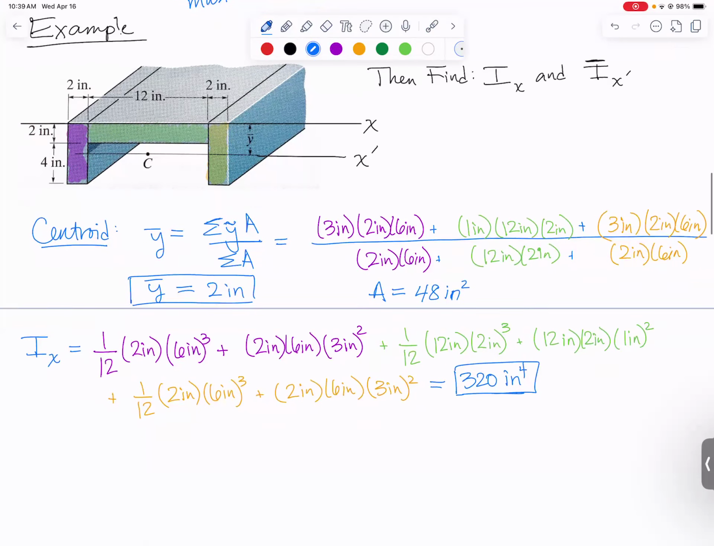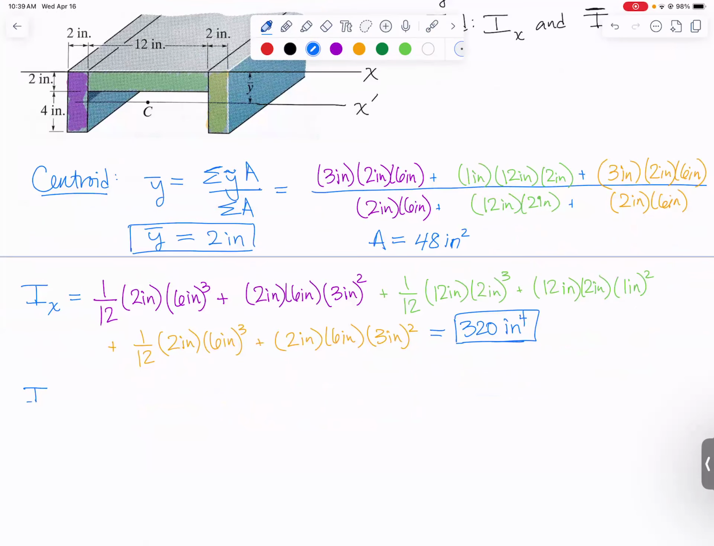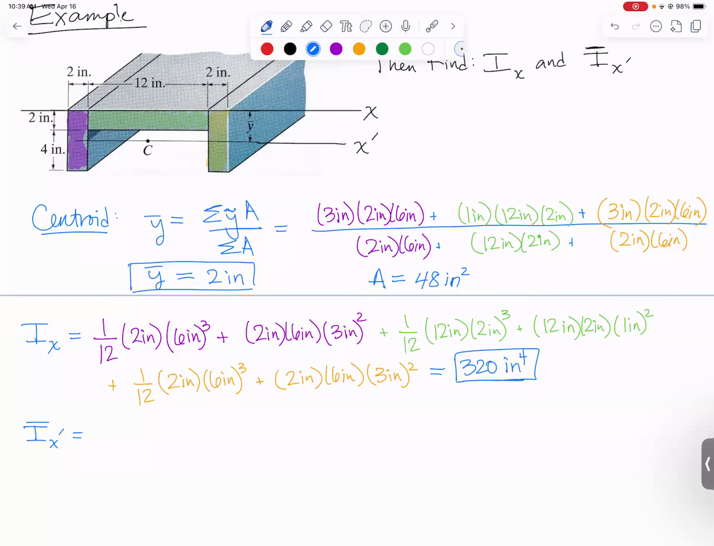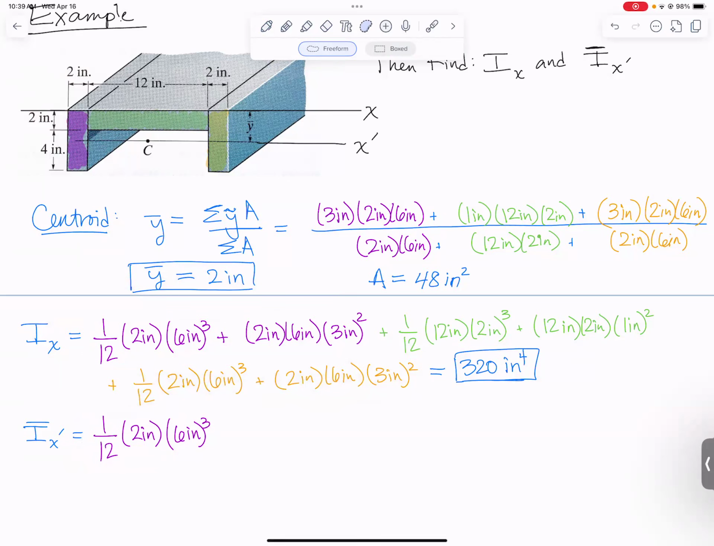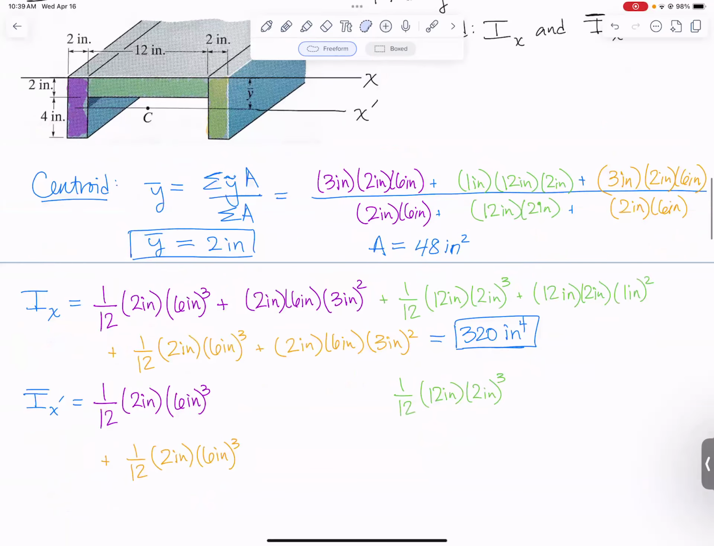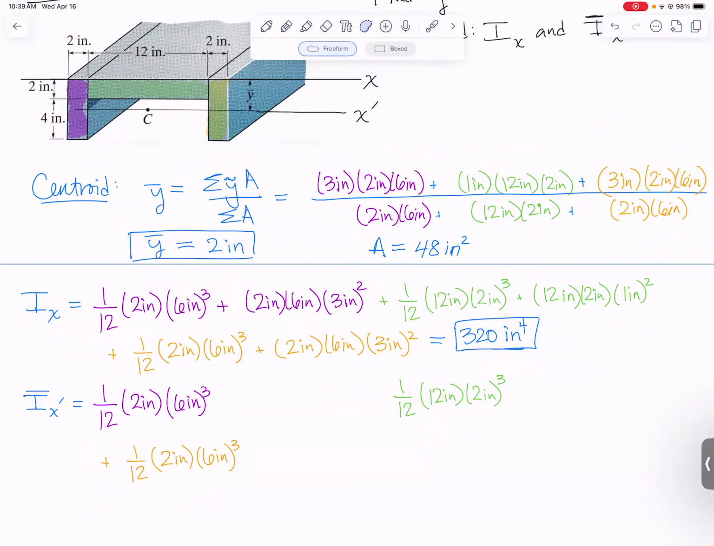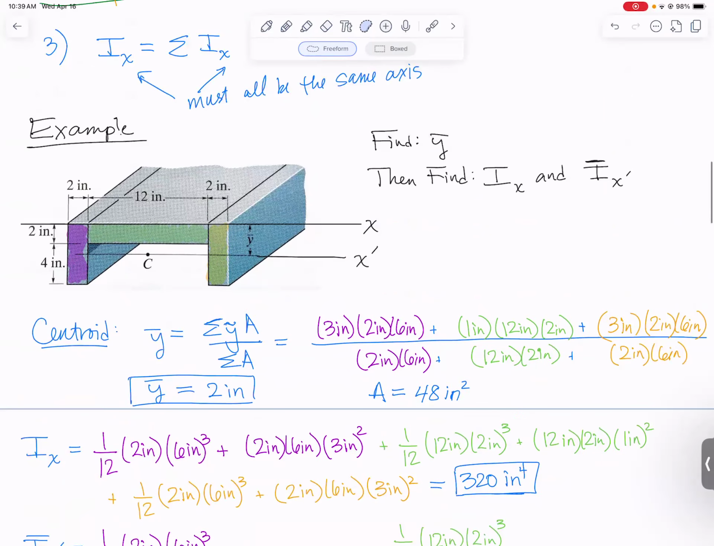What about Ix prime? There's actually 2 ways to get the moment of inertia about the x prime axis. I'm going to show you both of them. The first way is to repeat what we just did, and we can quite literally copy and paste the moments of inertia about the individual centroidal axes, because those don't change. So same moment of inertia about the centroidal axis of each shape. What is different? Now, instead of transferring it from the centroid of that shape to the top axis, we're going from the centroid of that shape to the x prime axis. So the distances will be different. The area is still the same.